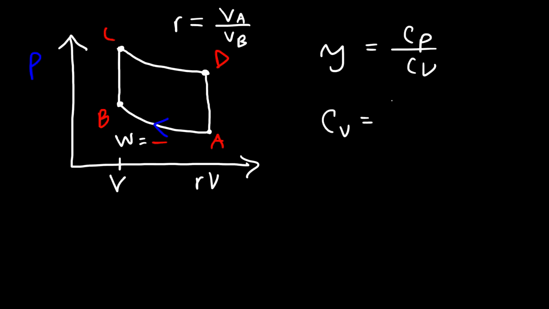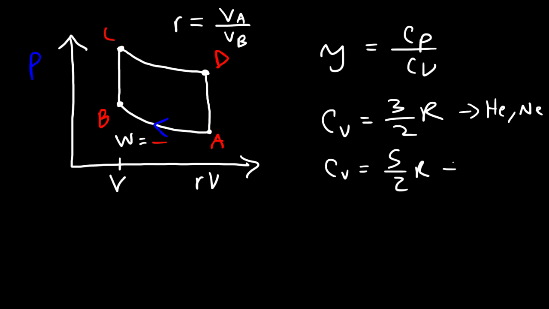And Cv is 3 over 2 times R for a monatomic gas like helium, neon, and so forth. Cv is 5 over 2 R for diatomic gases like O2, N2, and so forth. Now sometimes you may have a mixture of gases, so keep that in mind.